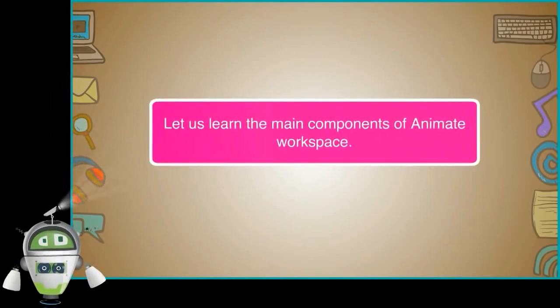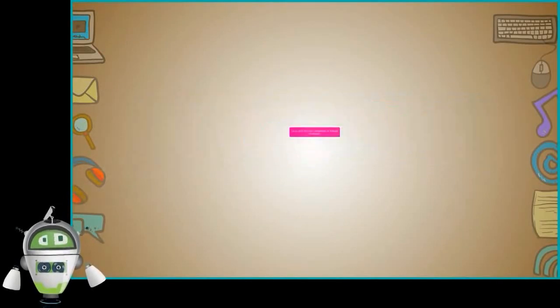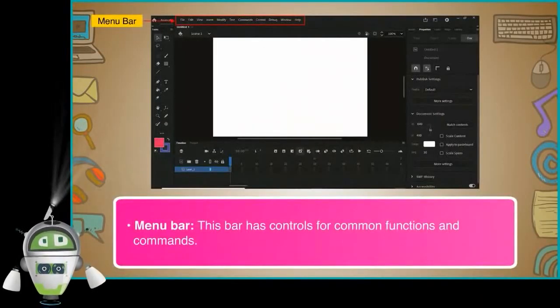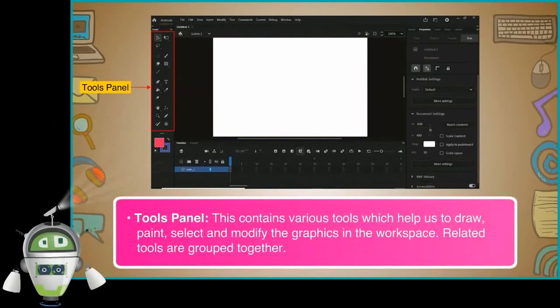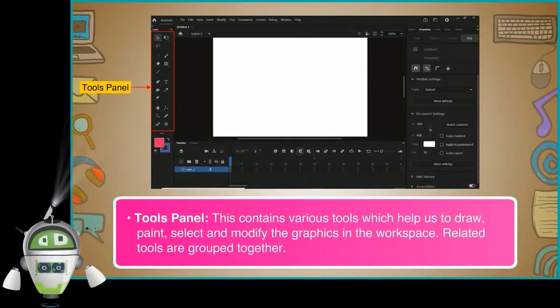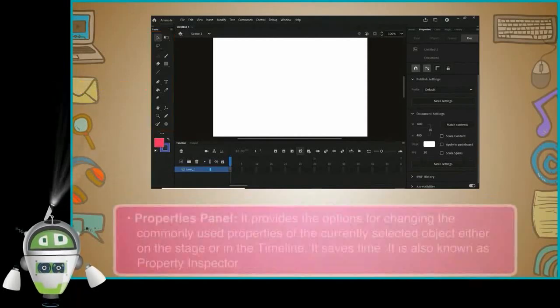Let us learn the main components of Animate workspace. Menu bar. This bar has controls for common functions and commands. Stage. This is the white area where we place the graphics, text, or video clips in order to show them as a part of the movie. Tools panel. This contains various tools which help us to draw, paint, select and modify the graphics in the workspace. Related tools are grouped together.